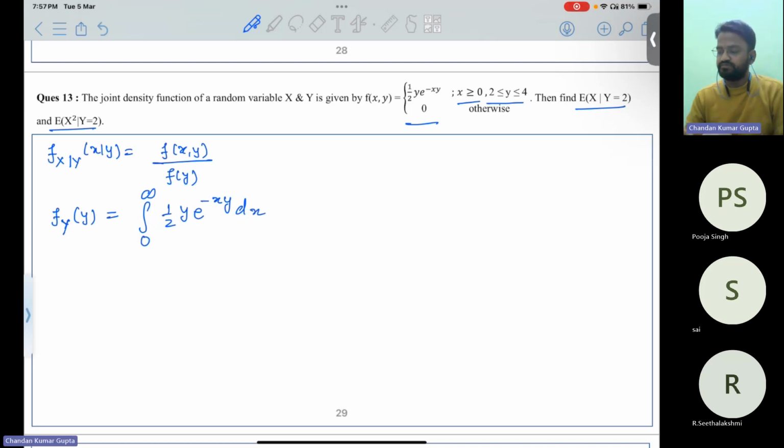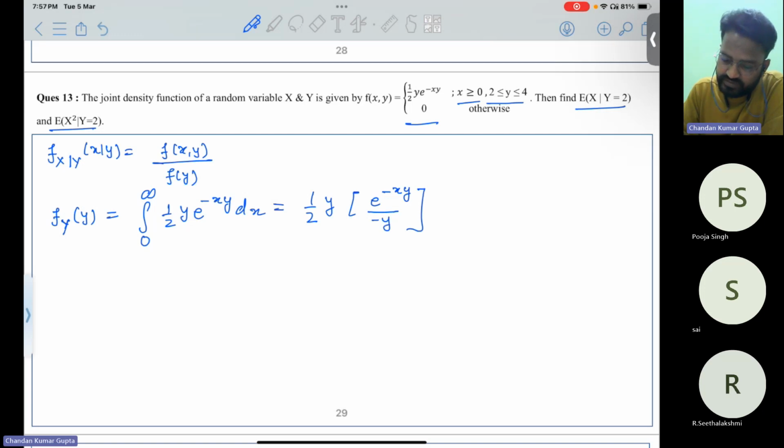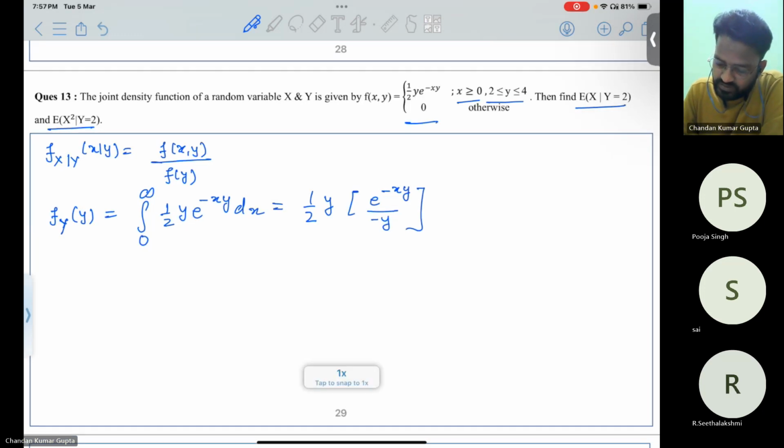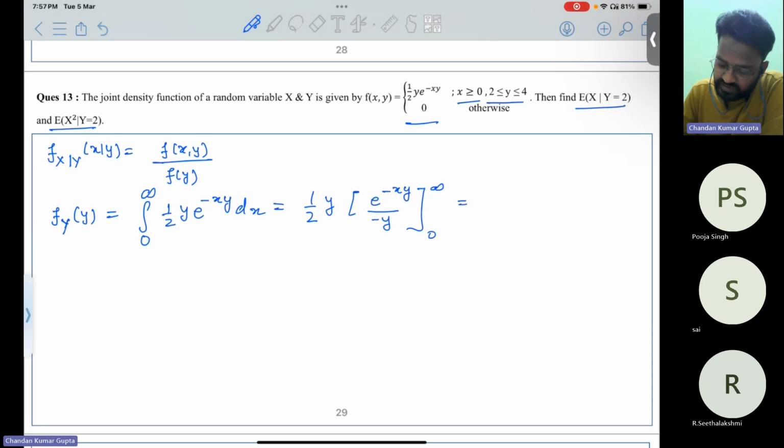Dx. Okay. So this can be calculated like 1 by 2y, taking y as common. So e to the power minus xy, and then minus of y, from 0 to infinity. And this comes out to be 1 upon 2y. At x equal to infinity, and minus is also there. So minus of e to the power minus infinity, and minus minus plus e to the power minus 0.